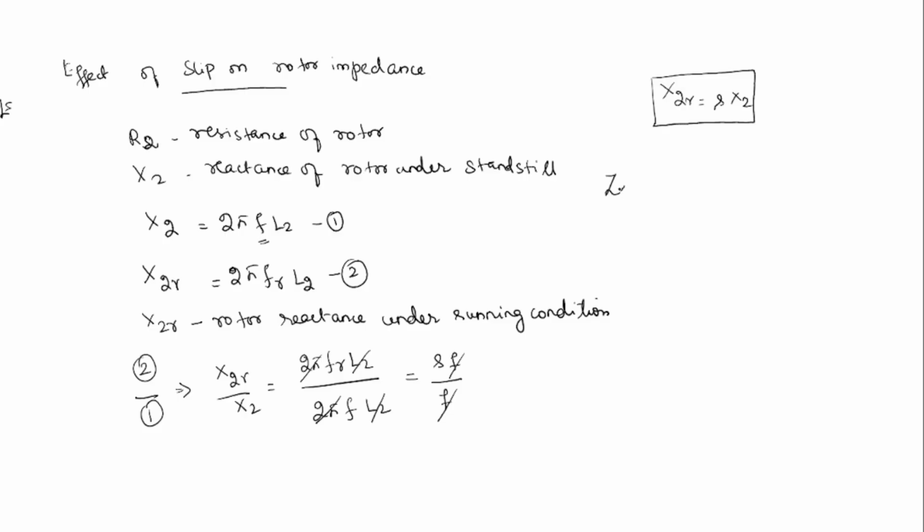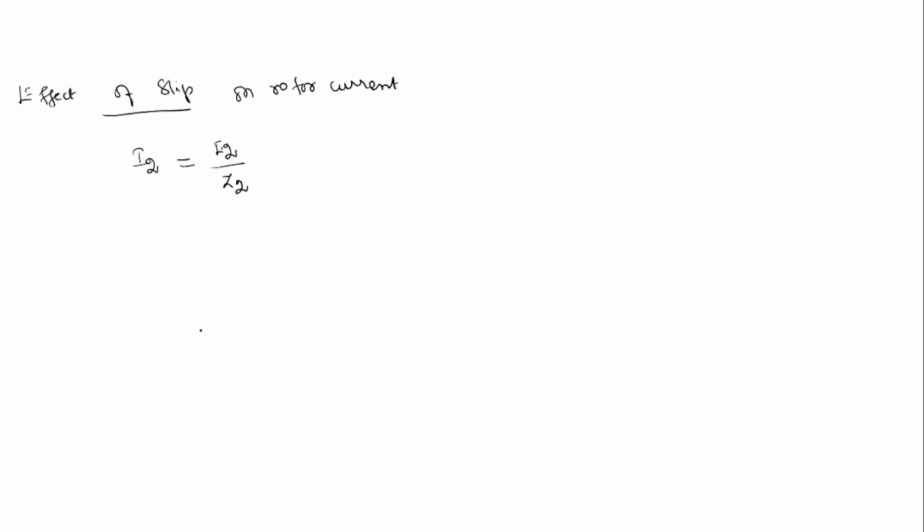Now Z2, which is the impedance, is given by R2 plus jX2. This is during standstill, that is when the rotor is not rotating. When the rotor is rotating, R2 will remain the same. R2 is independent of the slip. But X2 will become j into S into X2. So this is the impedance of the rotor under running condition. Next we'll see the effect of slip on the rotor current.